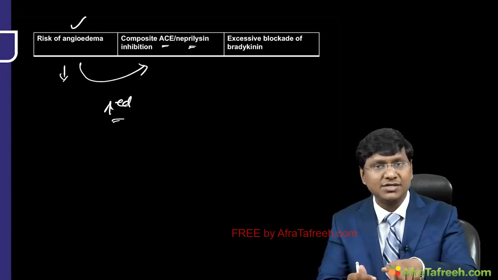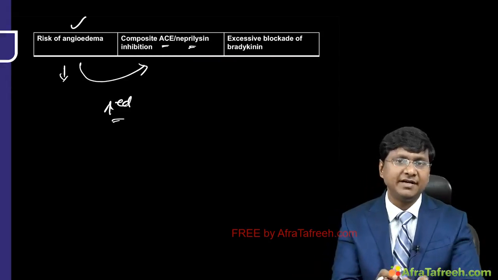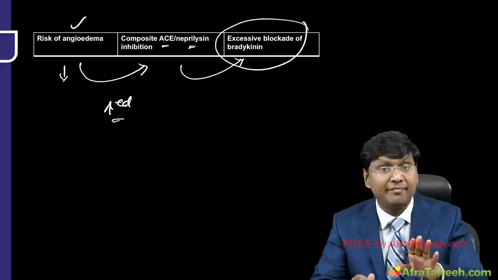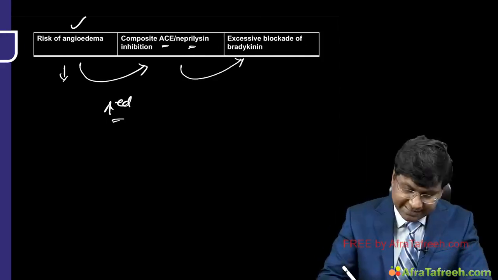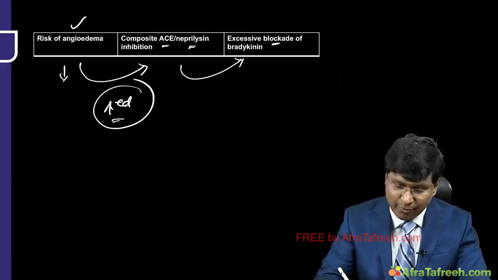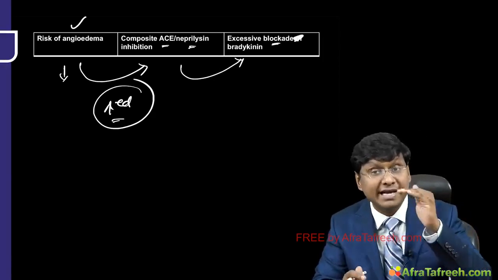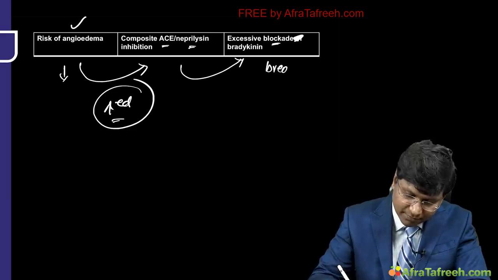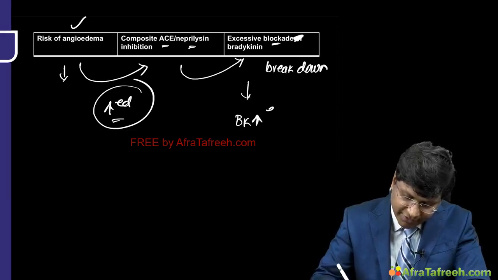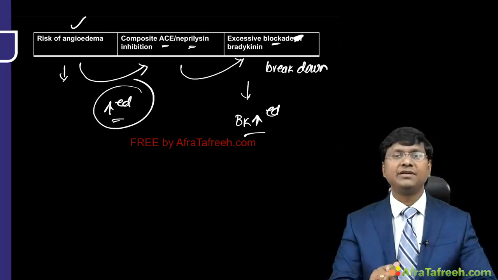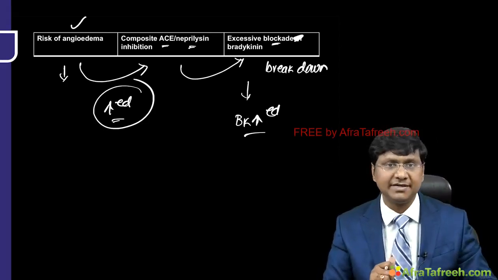Why is that? Because when you are giving a neprilysin inhibitor as well as the ACE inhibitor, that will cause excessive blockade of bradykinin breakdown. So there was increased risk of angioedema. The bradykinin levels further increased whenever you give this combination. That is the reason why the risk of angioedema is more when you are giving ACE inhibitors as well as the neprilysin inhibitor.